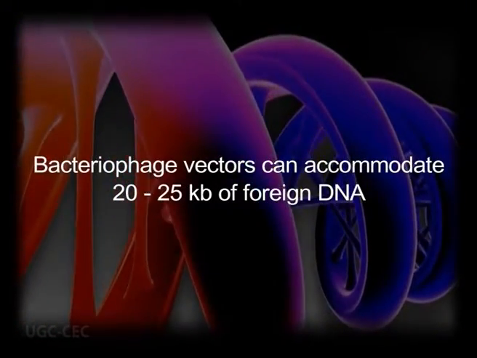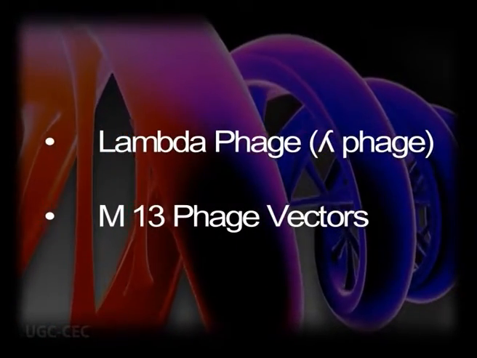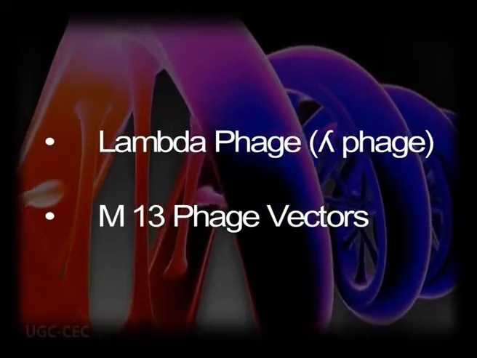Bacteriophage vectors can accommodate 20 to 25 kilobase of foreign DNA. The majority of eukaryotic genes fall within this size range. Therefore, phage is an ideal vector for cloning the majority of genes. Two widely used phages in recombinant DNA technology are lambda phage and M13 phage.